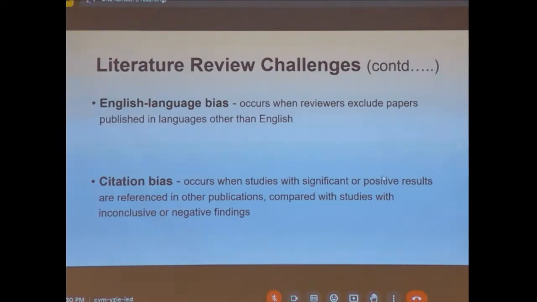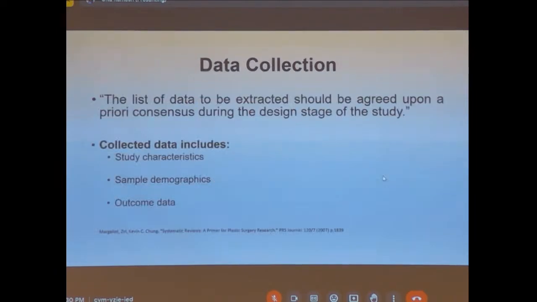After you have done the literature review with all the challenges you face, you get a list of data to be extracted, which you have agreed upon. This is nothing but data collection depending on the design stage of your study. After you have done this, the collected data will include your study characteristics, sample demographics, and the outcome data will also be collected.